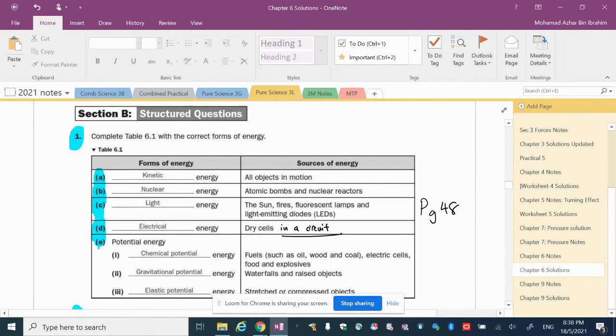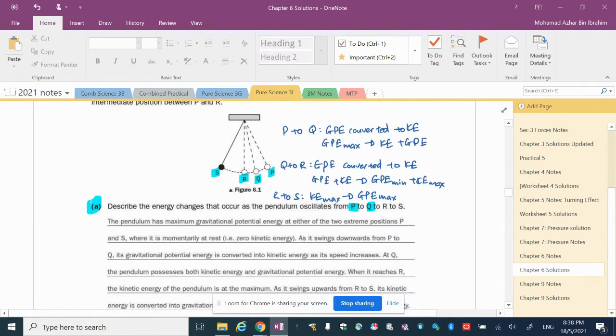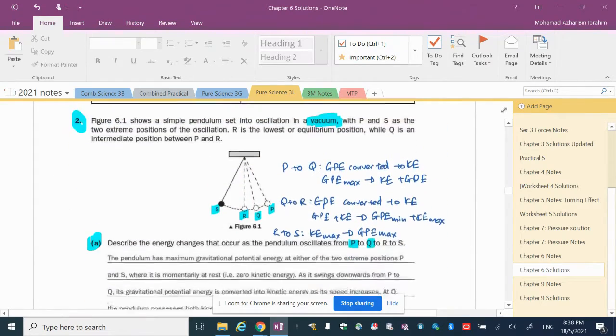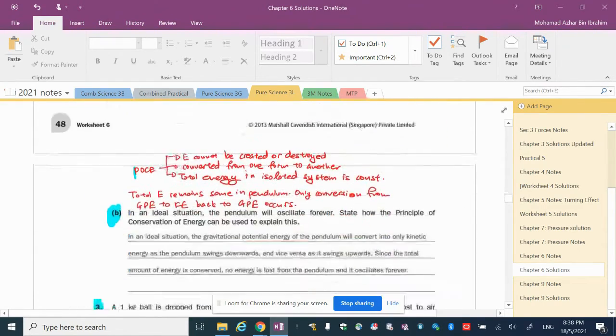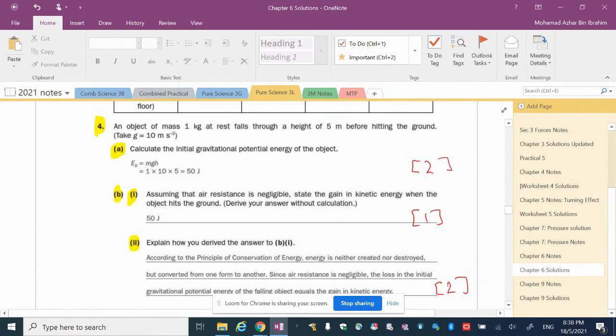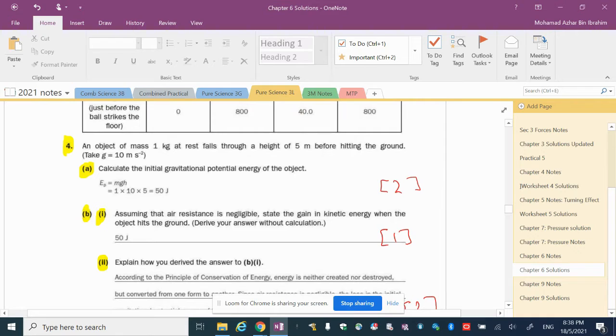All right, I believe we have done question 1 in class. Question 2 also we have done in class, but in case you missed it, you can just check the answer on Google Classroom. Question 3 also done in class. All right, so just to check the answers for here.